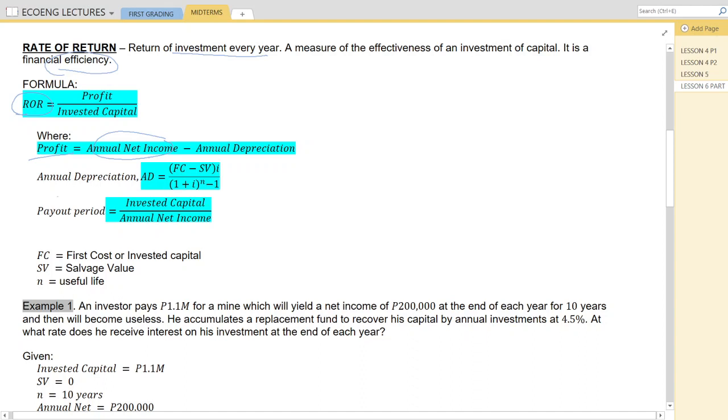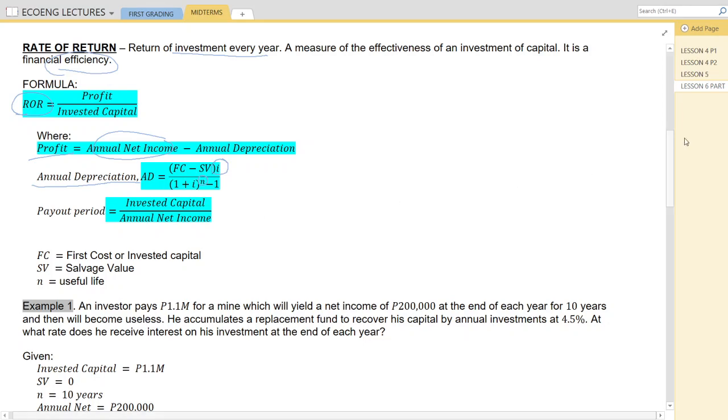For annual depreciation, the formula is FC minus SV multiplied by I divided by 1 plus I raised to n minus 1. FC is the first cost or the invested capital, and the salvage value is the trade-in value, also called the resale value. We multiply it by the interest rate, which is I, and divide by 1 plus I raised to the useful life of the project, n, minus 1. And for the payout period, that is equal to invested capital divided by the annual net income.